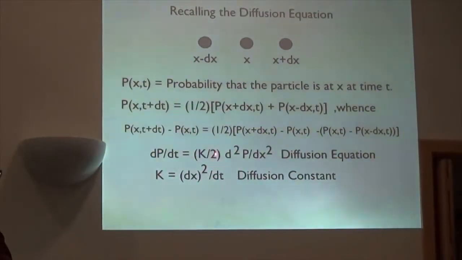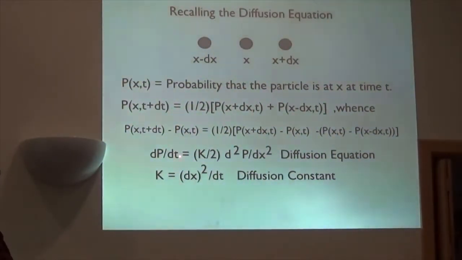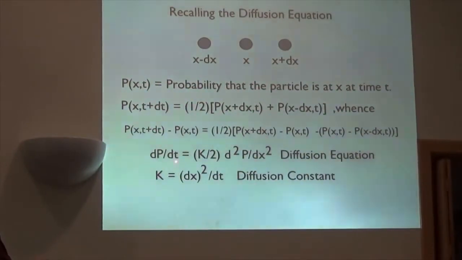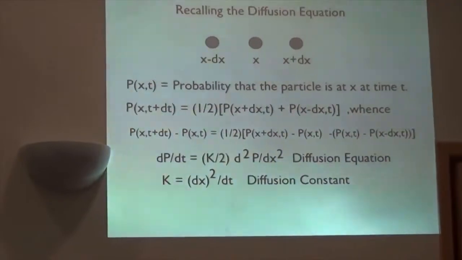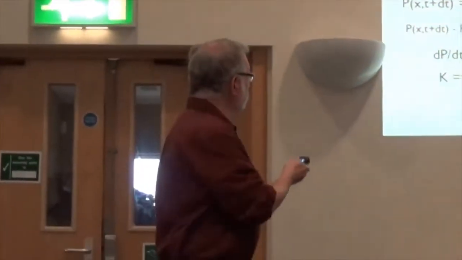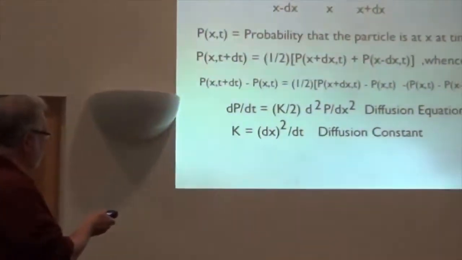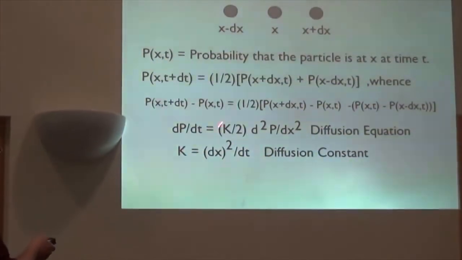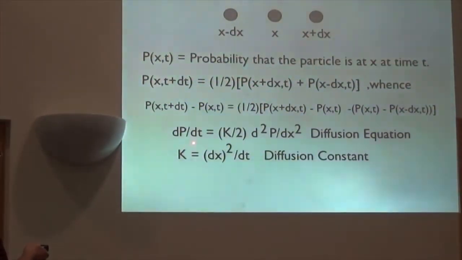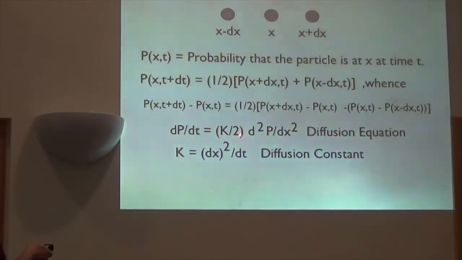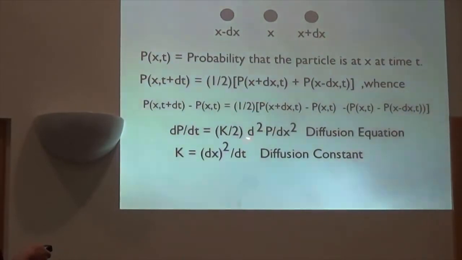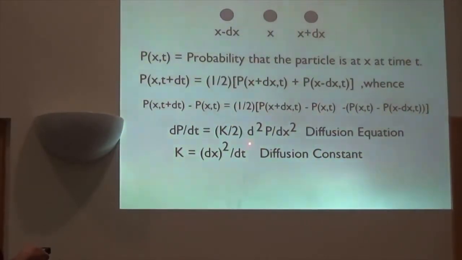Dx squared over dt divided by 2, and then what you have in here is dp dt, the discrete derivative, and d squared p dx squared, the discrete derivative. So this recursion formula, this simple probability consideration, leads to the differential equation: the derivative of the probability with respect to t is equal to some constant divided by 2 times the second derivative with respect to space. That's called the diffusion equation. And k, if it were constant, is called the diffusion constant.